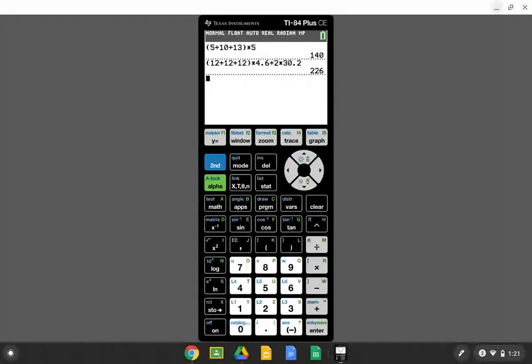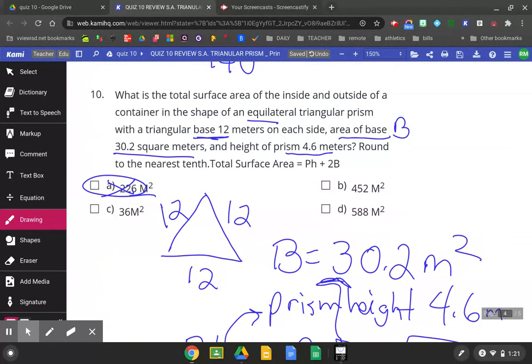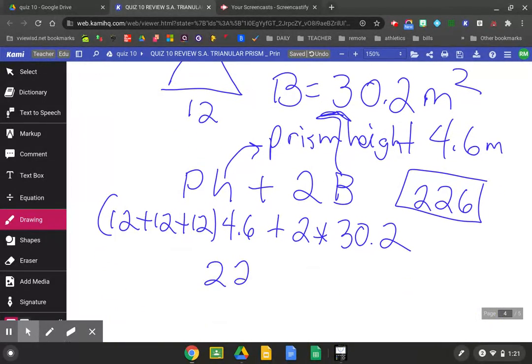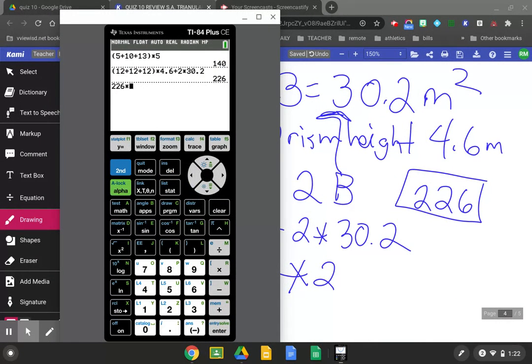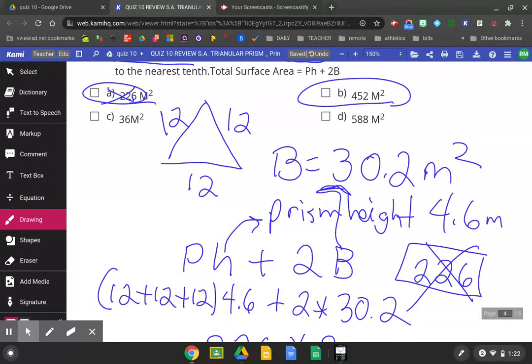Let's see if that's correct. 226 is letter A. Let me see, did I do anything wrong? 4.6 prism height, 2 times 30. Oh, okay, so that's not the answer. I just realized it because if I go back to the problem, they're asking for the total of the area inside and outside. So we did the outside, but that 226, we're going to have to multiply by 2. Let me get my calculator out again. 226 times 2 will give you 452. And that should be your answer. And yes, it is letter B.